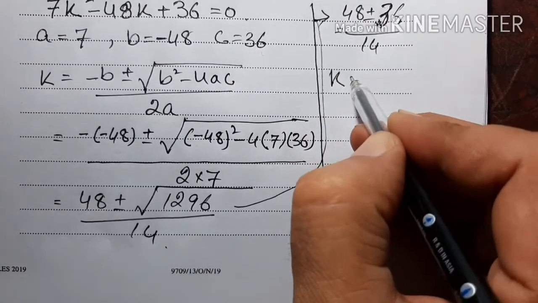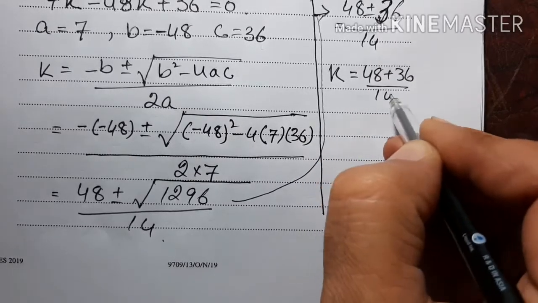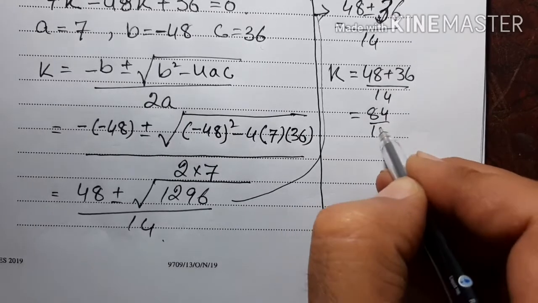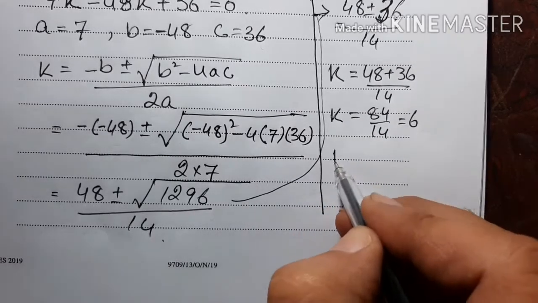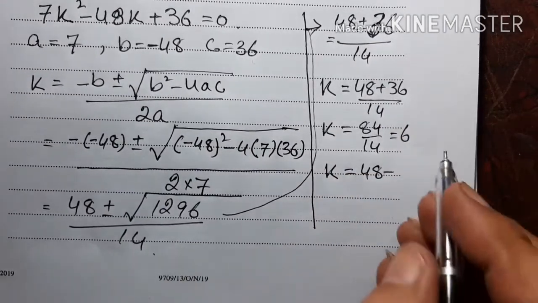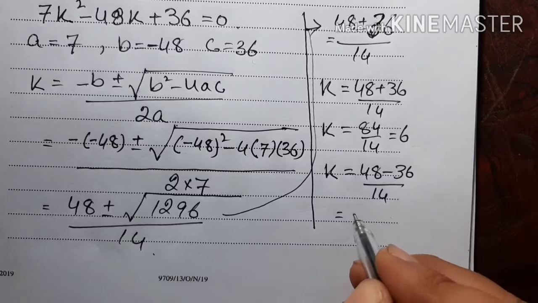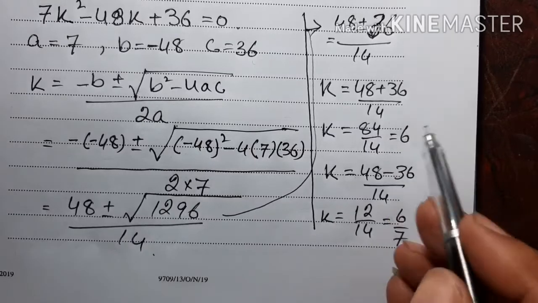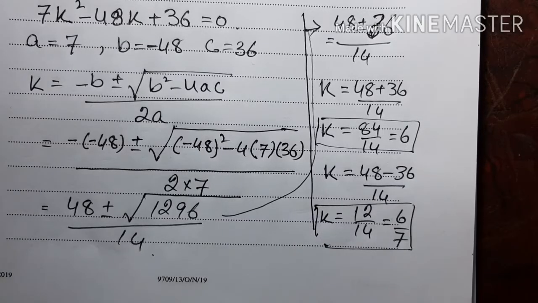The one is k is equal to 48 plus 36 over 14, which will give me 84 over 14, which is 6. So the first value is k is equal to 6. The second is k is equal to 48 minus 36 over 14, because there is plus minus, which will give me 12 over 14 or 6 over 7. So this is the second value of k. The one is k is equal to 6 and this is 6 by 7.